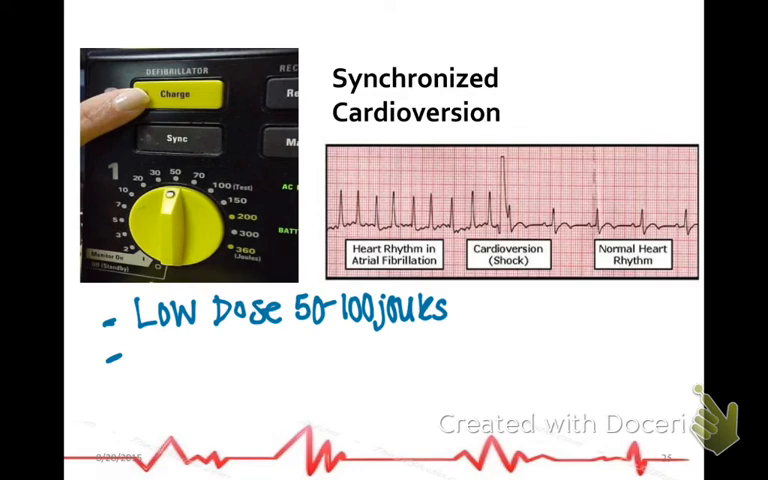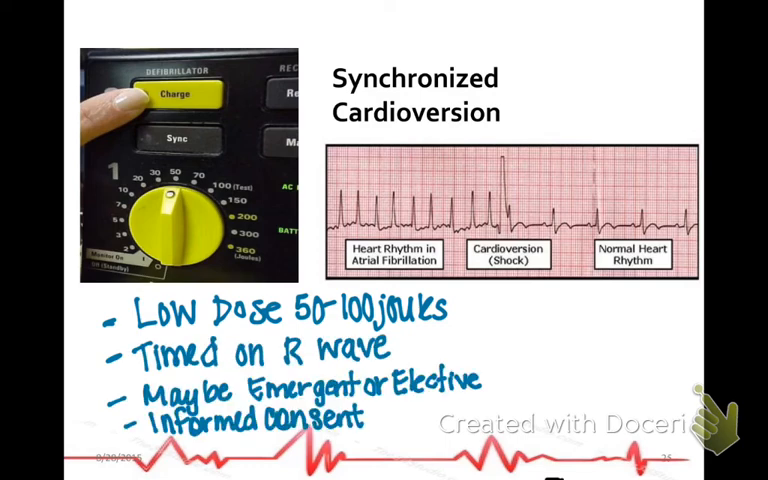This is a nice picture. It shows you that they're in AFib. It shows the shock. And then it shows they go into a normal heart rhythm. They usually do it on low dose, 50 to 100. I have seen them do a little bit more on a bigger person, but usually 50 to 100. It has to be timed, and you want to shock. They shock on the R wave. But it can be emergent or elective.